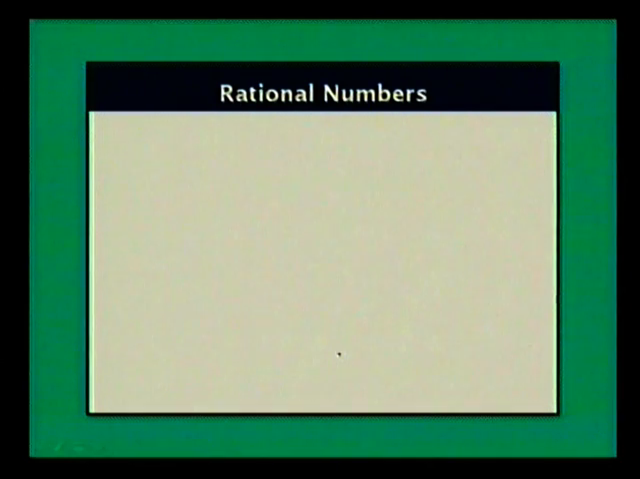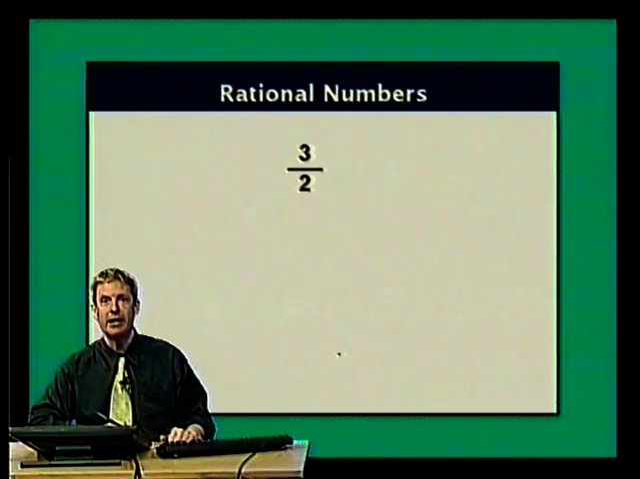Let's look at the decimal representation of several rational numbers. If we take 3 and divide by 2, 3/2, that's a quotient of two integers, and we write it in its decimal form, the decimal form is 1.5.